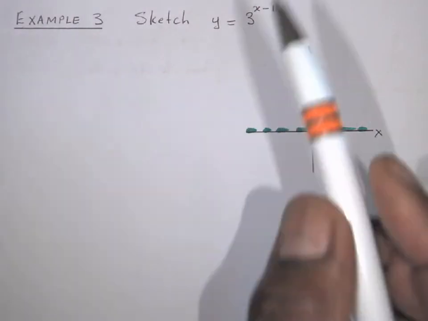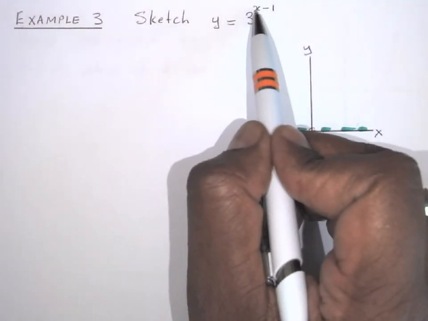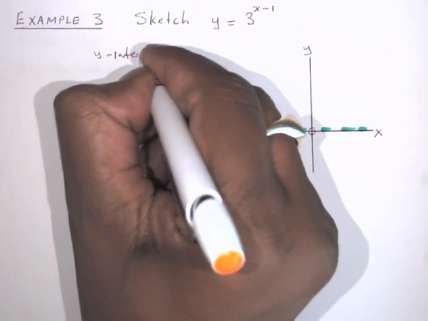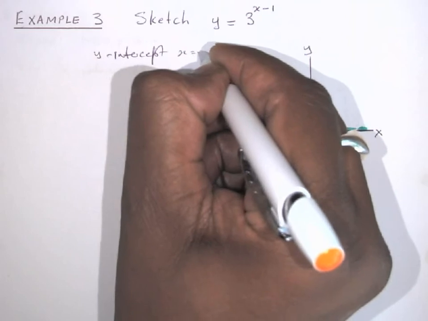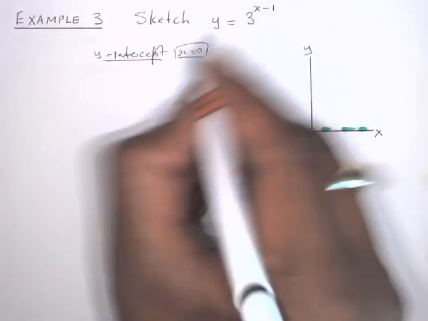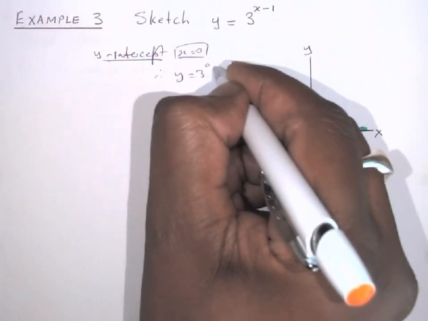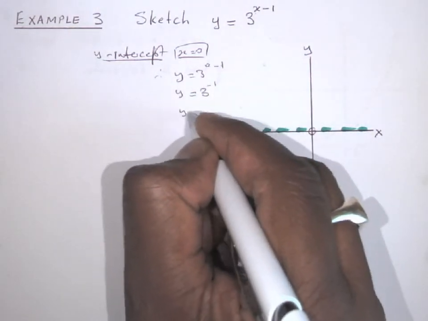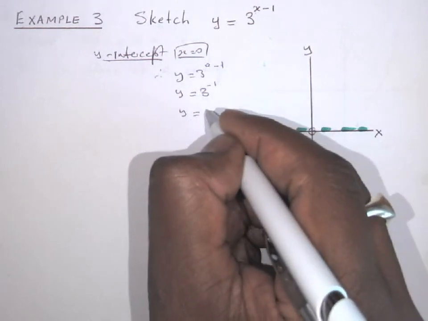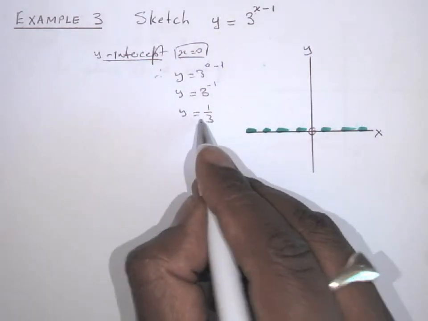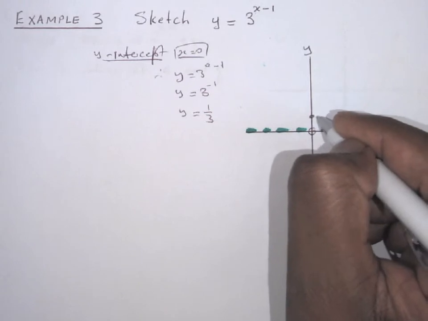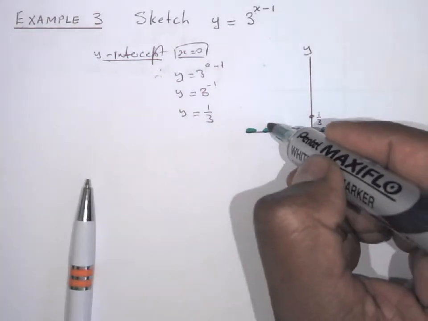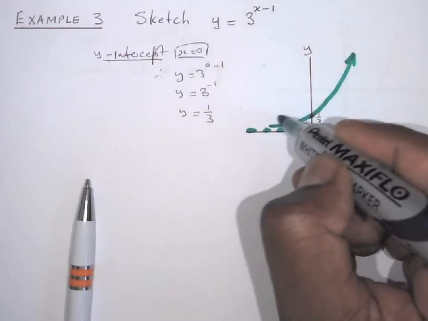How to find it? I work it out by finding the y-intercept. How to find the y-intercept? For the y-intercept, we make x equal to 0. So if x is 0, then y will be equal to 3 to the 0 minus 1. So y is equal to 3 exponent 0 minus 1, which is minus 1. So y is equal to 3 to the minus 1, which is 1 over 3. So our y-intercept is a third. So it's cutting at a third. Remember that's a 3, so it's an increasing function. So my graph will be doing something like that.